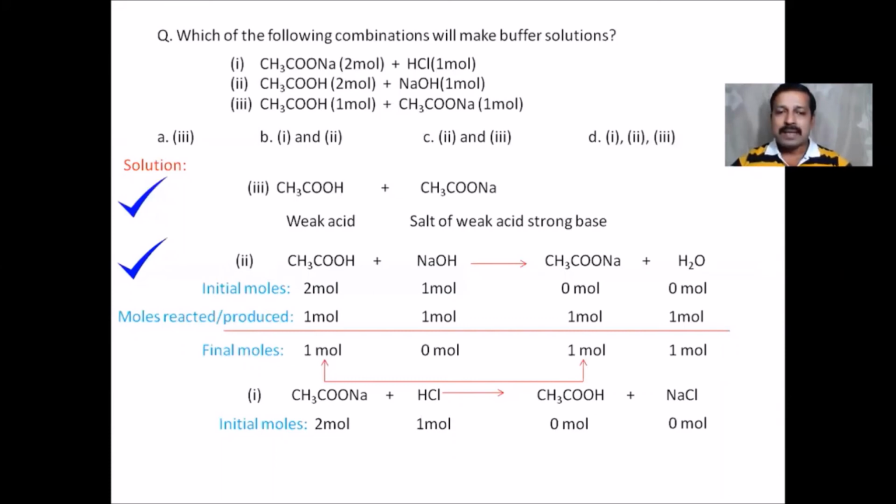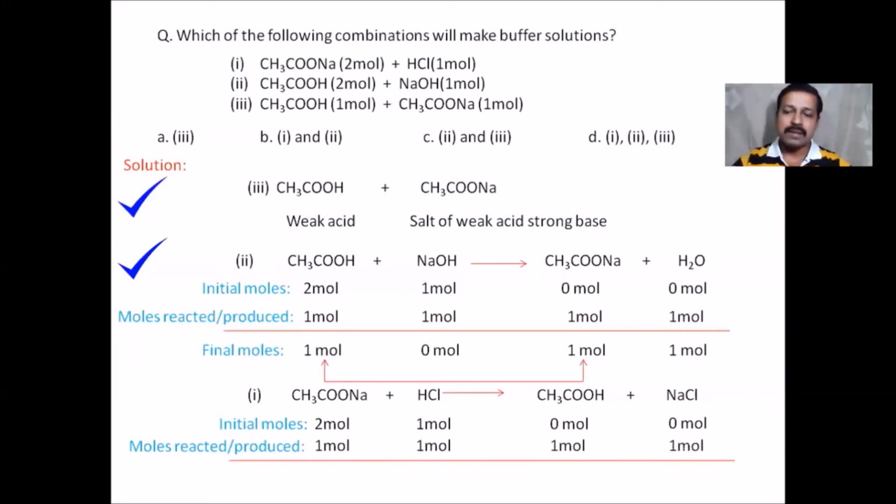Number of moles that reacted and produced according to stoichiometry, you can tell me this is 1 mole and this is also 1 mole. But how much mole was taken? 2 moles. So here I'm writing 1 mole of sodium acetate will react with exactly 1 mole of HCl, giving 1 mole of acetic acid and 1 mole of sodium chloride. So finally, what is left? This is the final moles. 1 mole of sodium acetate is left, 0 mole of hydrochloric acid, 1 mole of acetic acid, 1 mole of sodium chloride.